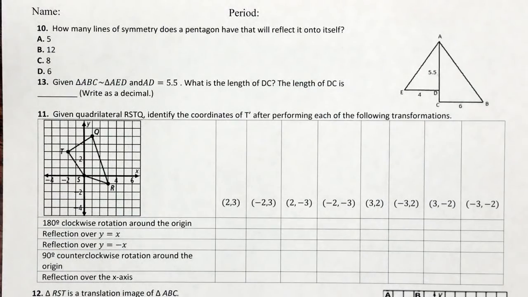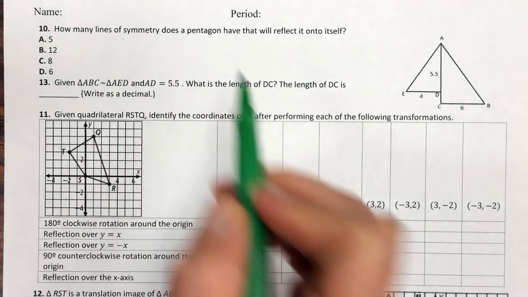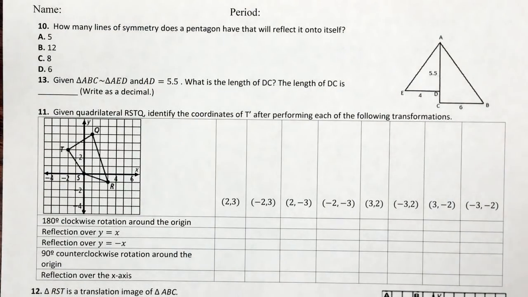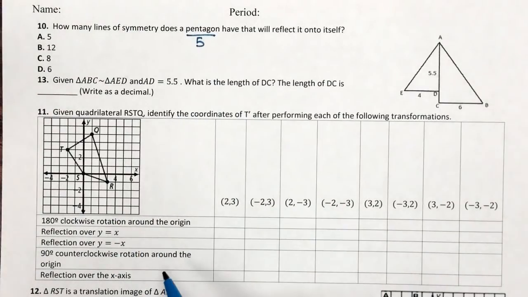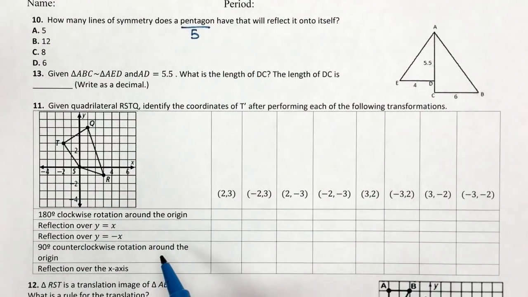All right, moving on. This is a very long test, as you can see, in a long review, so trying to push through. How many lines of symmetry does a pentagon have that will reflect onto itself? Okay, so we know a pentagon has 5 sides, and our number of lines of symmetry is the same as our number of sides. So easy one, 5.